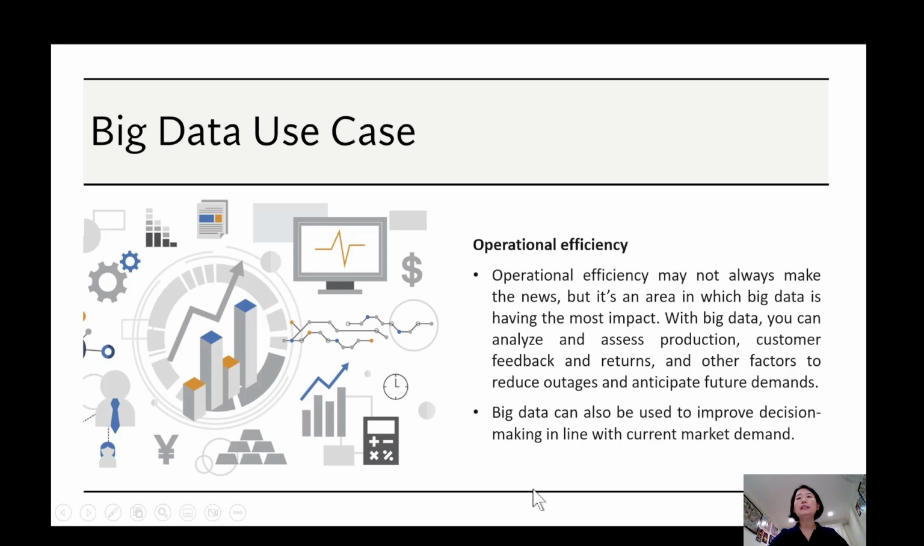Operational efficiency may not always make the news, but it's an area in which big data is having the most impact. With big data, you can analyze and assess your production, your customer feedback and returns, and other factors to reduce outages and anticipate future demands. Say, for example, you have daily transactions from the customers. From there, you can do market analysis to predict what your customers like.